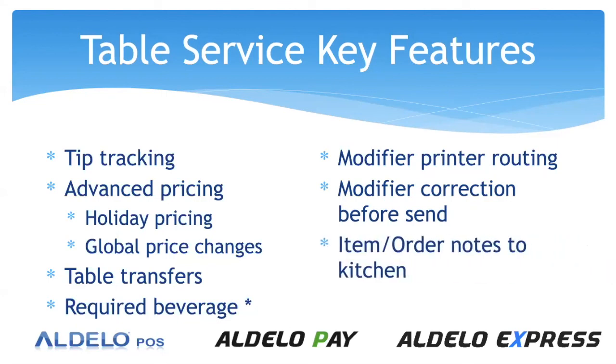Item order notes to the kitchen. Now, these can be an item or an entire order, but you can have your own notes sent directly to the kitchen from the point of sale. And of course, repeat round, that allows you to repeat the drinks by simply identifying the drinks that you want to repeat and then sending that order to the kitchen.